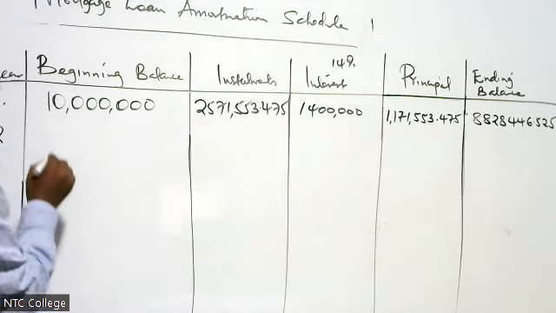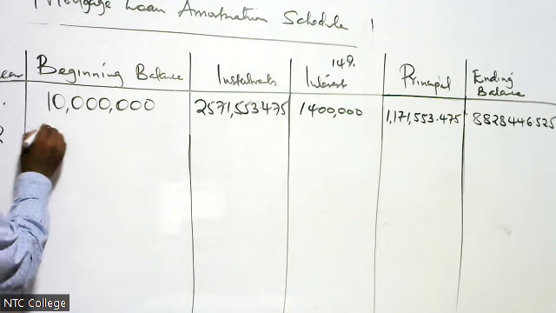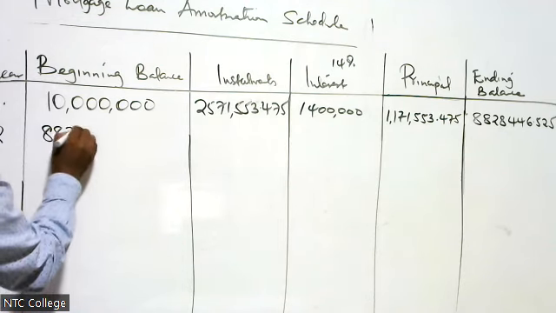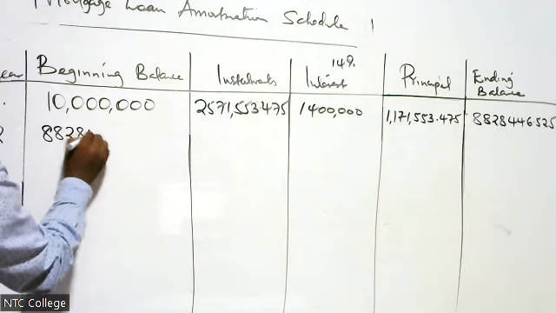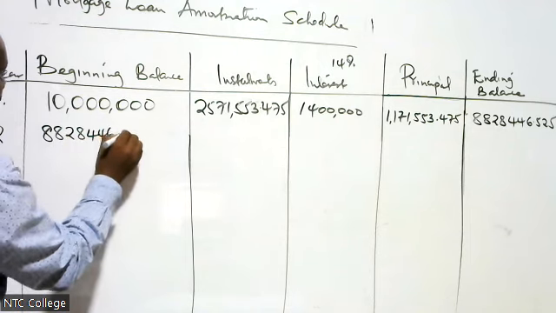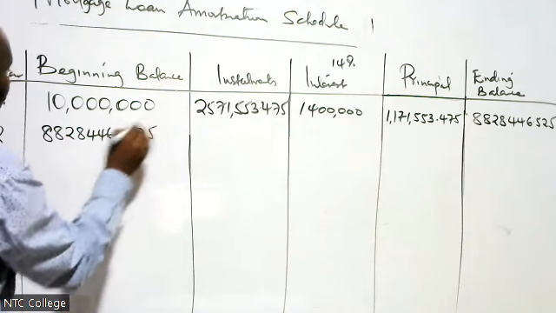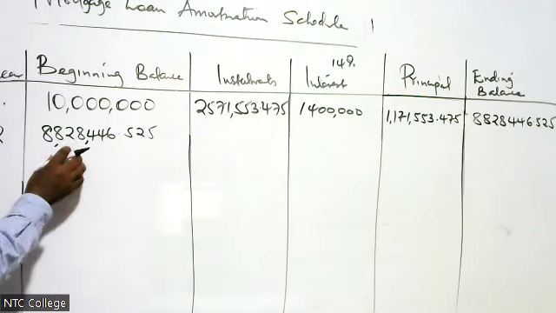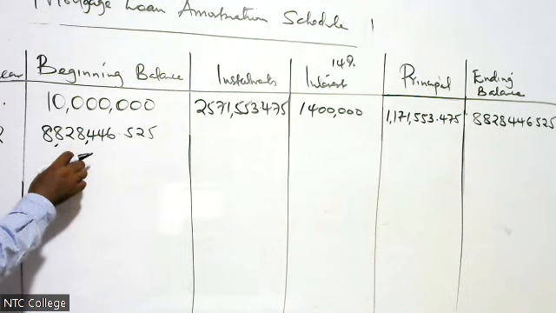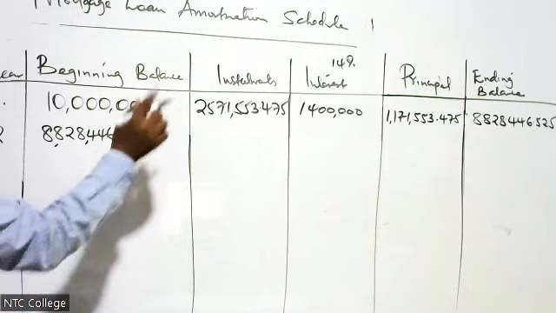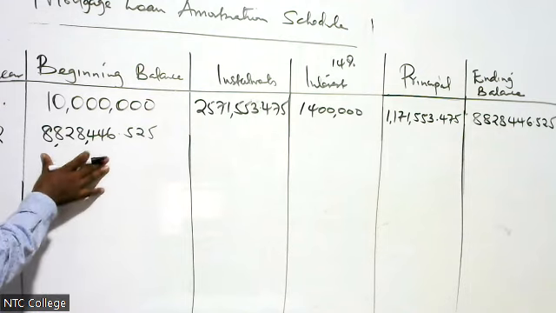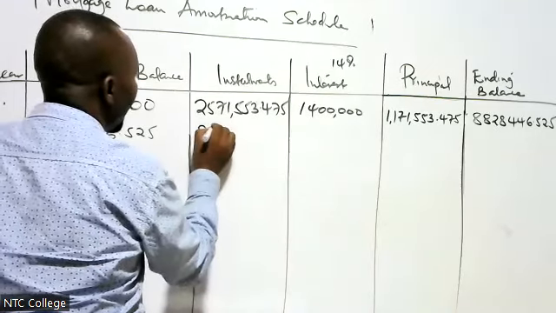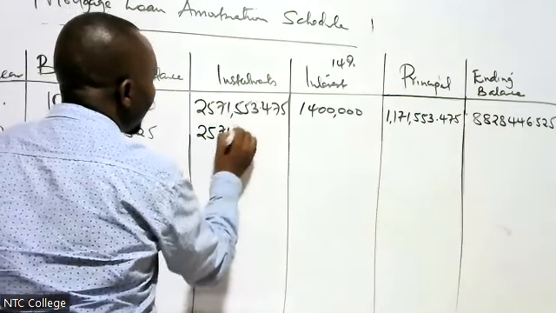Sasa unakuja year 2, it is the opening now. 88, 28, 446.525. Charge interest on this. 14% of this. Because it is on reducing balance. The rate was on a reducing balance. So this is the balance that has reduced. Charge it. What is the 14% of that?